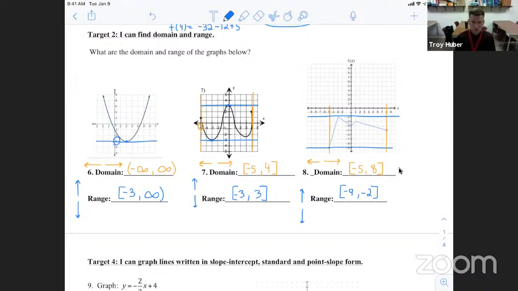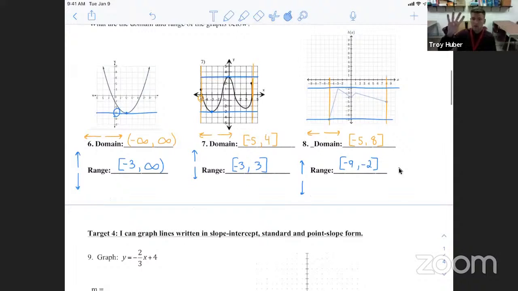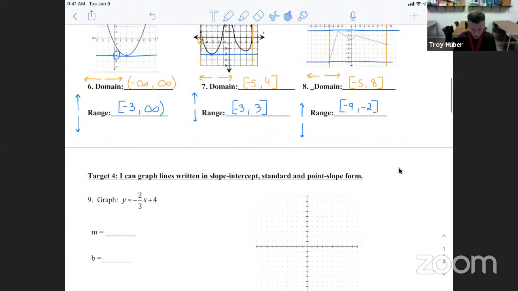But now let's jump into target number 4. So this is target 4. All right, target 4, we're going to talk about equations of a line and how to graph that line. So we have 3 different equations of a line, and I'll write those out for us right now.